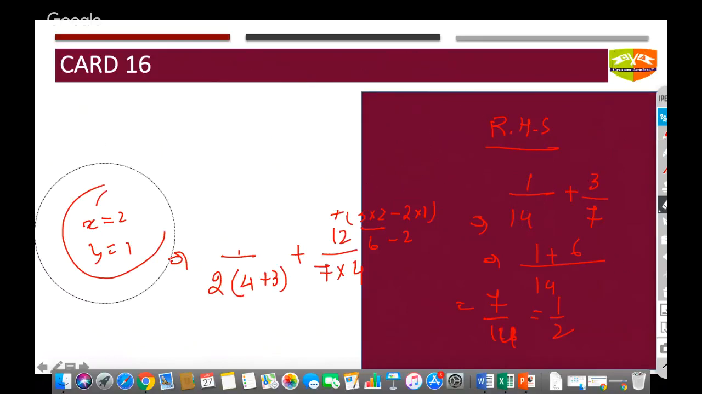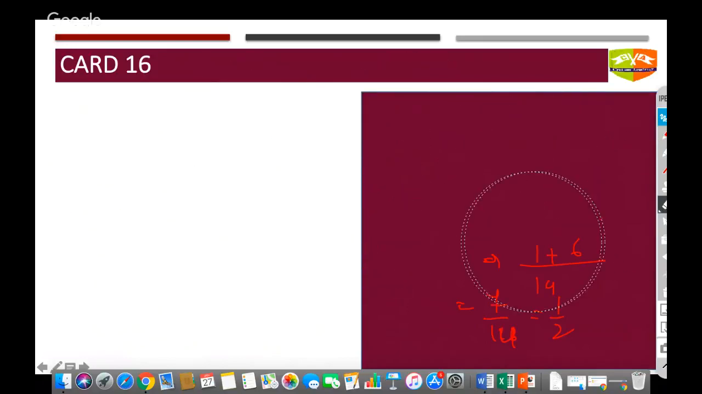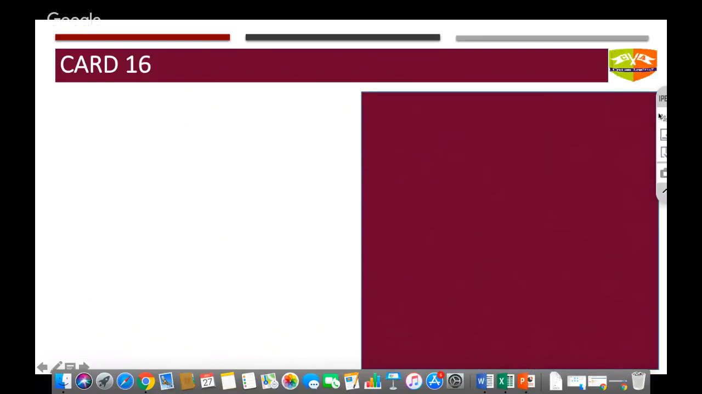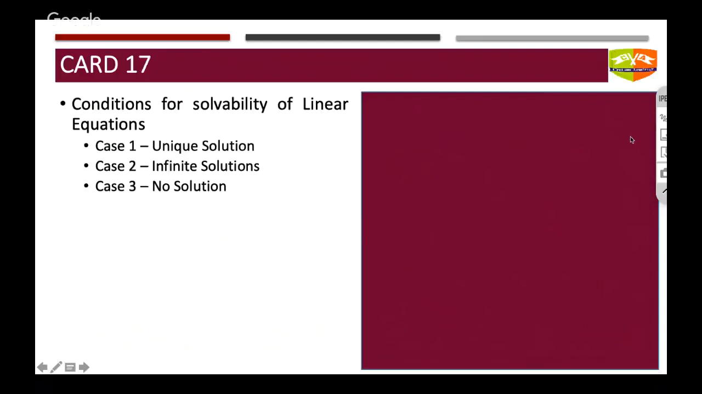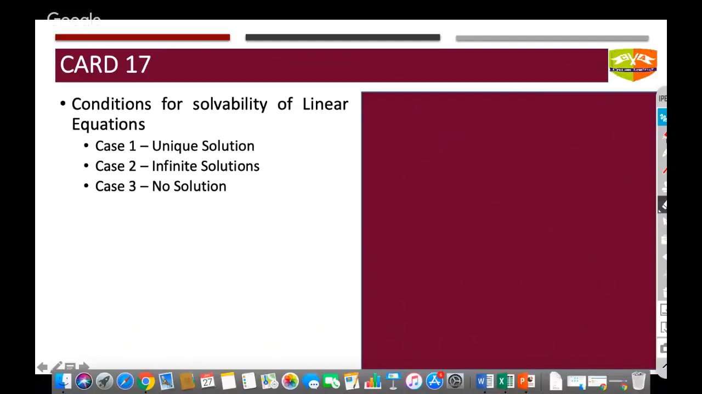So in this kind of question, don't just leave the answer by getting it on the rough paper. You should definitely put the values of x and y as I did, and you should find out the values. So this is how it is.